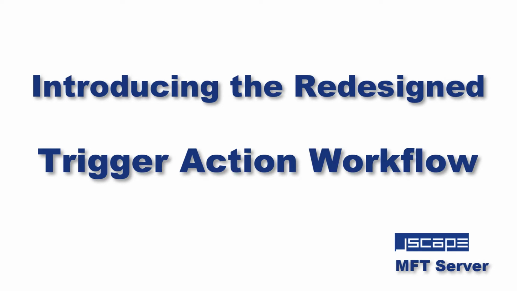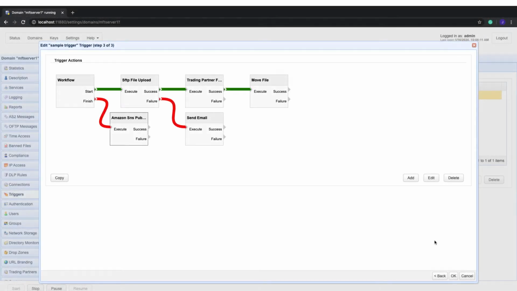Last time, we introduced you to the new Trigger Conditions Expression Builder, one of the new features that came with the recently released JSCAPE MFT Server version 12. But that's not the only thing you'll see in the Triggers module. You'll also find a redesigned trigger action workflow. Let me show you how it works.